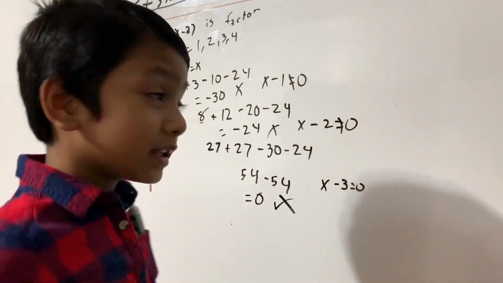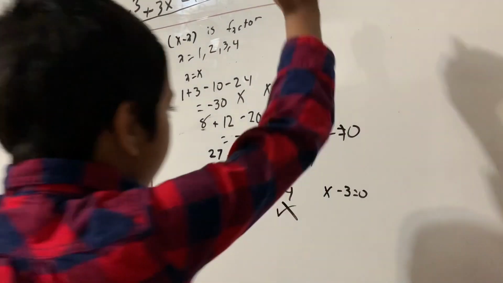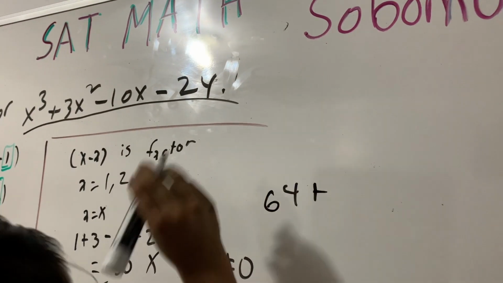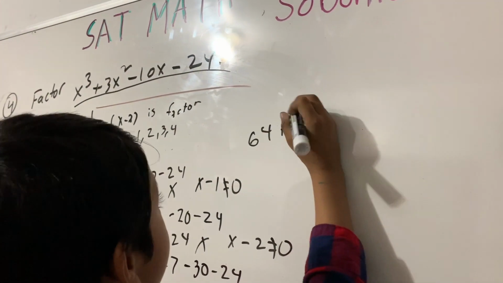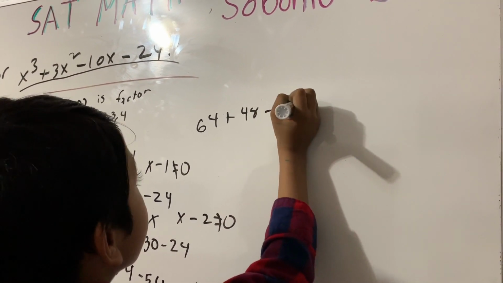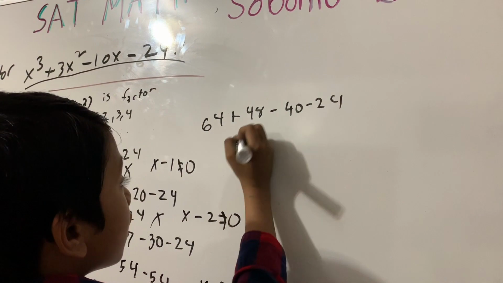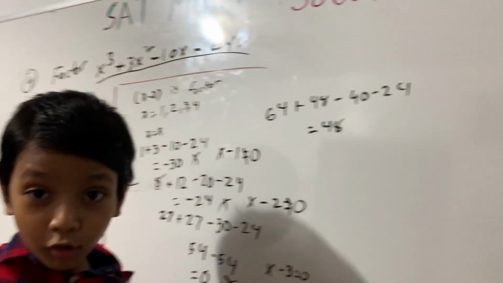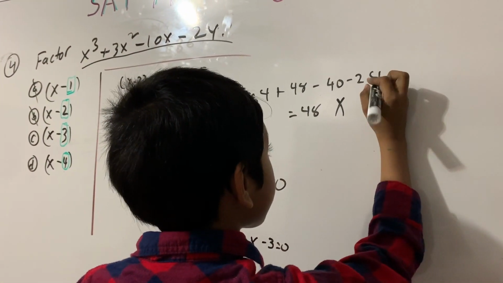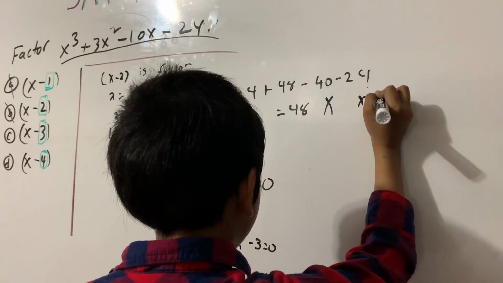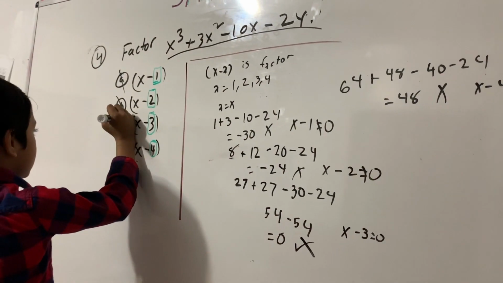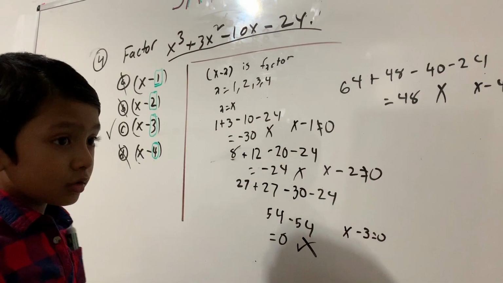But what about D, x minus 4? Let's try. So 4 cubed is 64 plus 4 squared is 16, 3 times 16 is 48, minus 10x is minus 40, minus 24. So if you do the math, that's 48. Whoops! This is not equal to 0. So x minus 4 is not a factor. Therefore, D cannot be the answer. So we know that C is our answer.